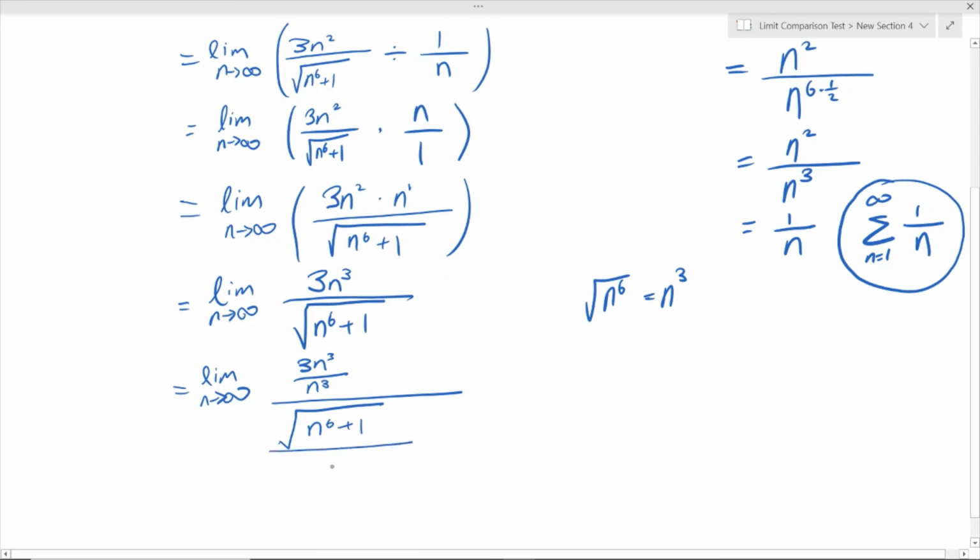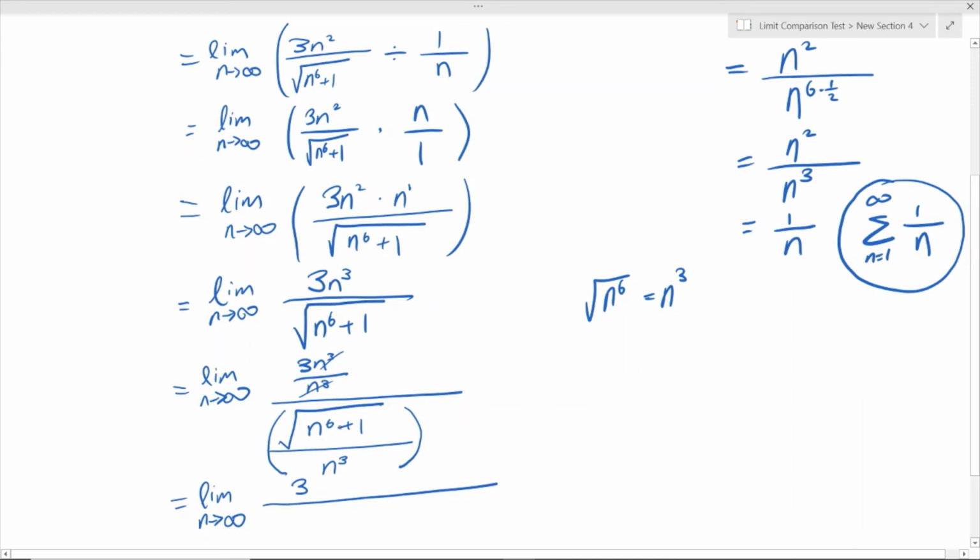We are dividing by n to the exponent of 3. And then now what we do is we look at it and think, oh well, n to the exponent of 3, n to the exponent of 3, these will cancel out, and we will get 3 in the numerator, and in the denominator we have this expression right here that I have in the brackets.